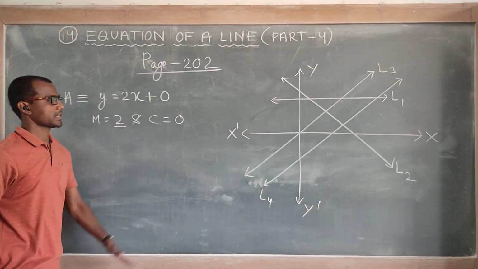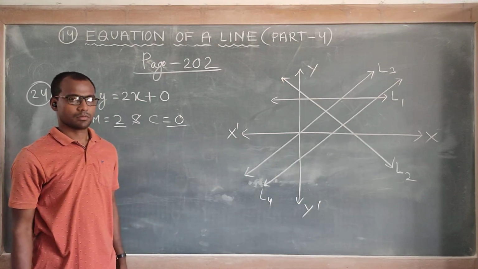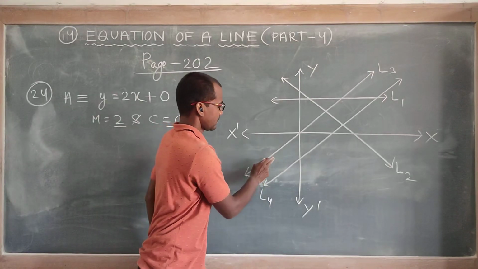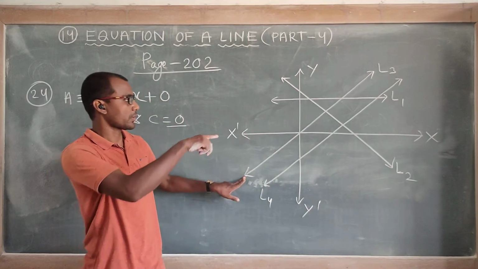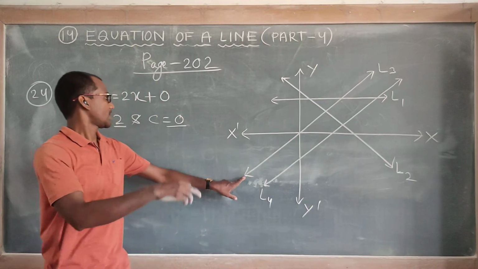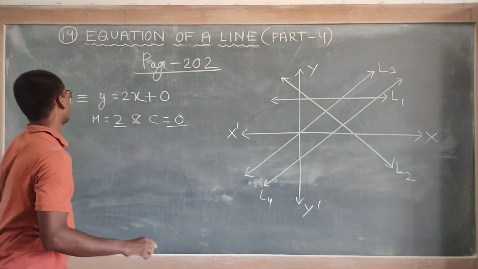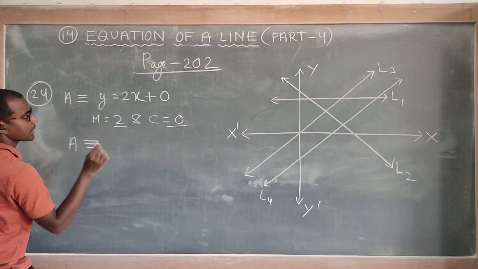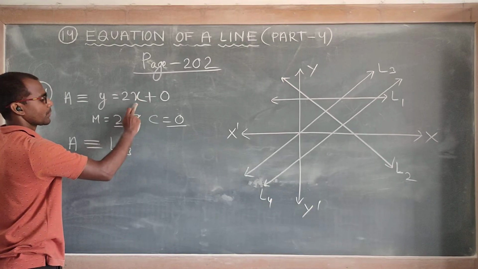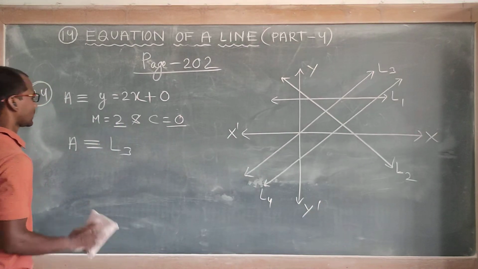So slope is 2 means the line is moving up. c is 0 means it is passing through the origin. So which is the line? This is the line. While drawing the line, I told you that the constant term of its equation will be missing. See, its constant term is missing. So this is the line. So you can match: A is L3. Means this equation belongs to the line L3.